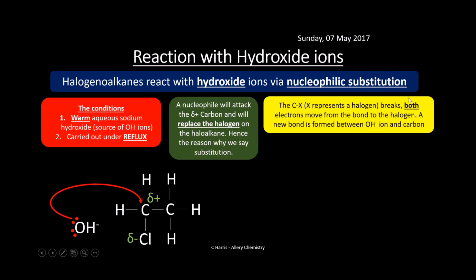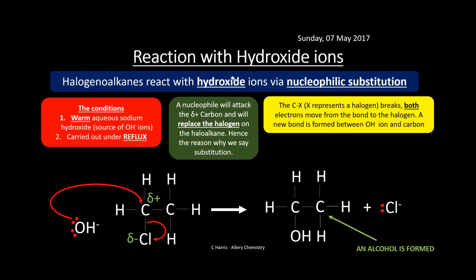And this is what we're saying here. So the C-X bond, the X represents the halogen, breaks. Both the electrons move from the bond to the halogen, and a new bond is formed between the OH- and the carbon. So there it is. There's the bond that breaks. Okay, and we form this product. And you can see here, we have actually swapped the halogen now for an OH, because the OH has added itself on, the halogen's dropped off. So it's a nucleophilic, that's the nucleophile, substitution, because we've swapped it.